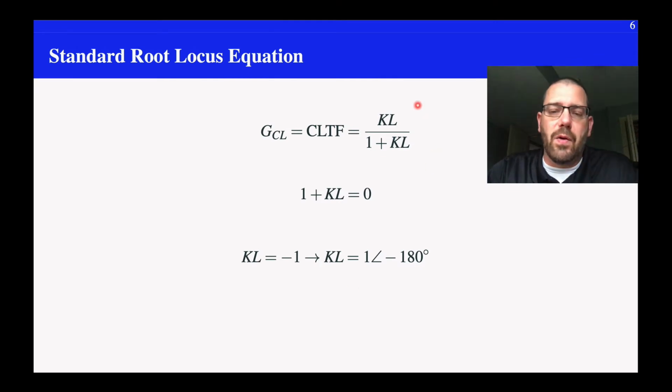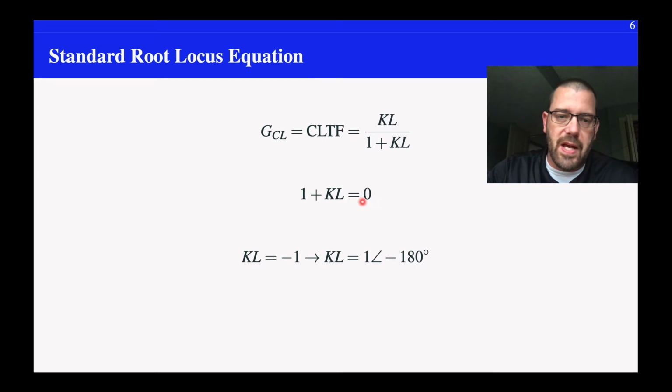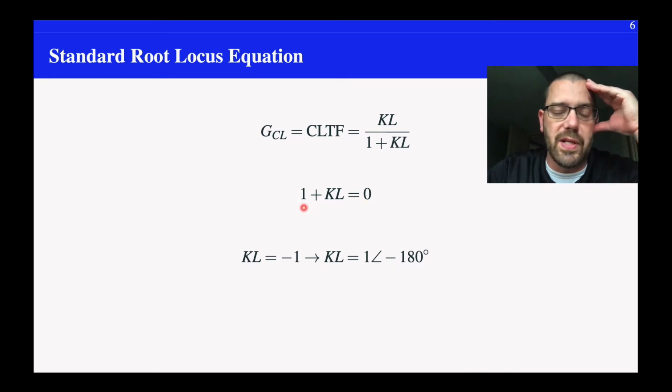And then the fundamental equation, if we have this form, then our CLTF or our G sub CL is just KL over 1 plus KL. So the characteristic equation becomes 1 plus KL. And it seems ridiculously overly simple, but that is the foundation of the root locus method.